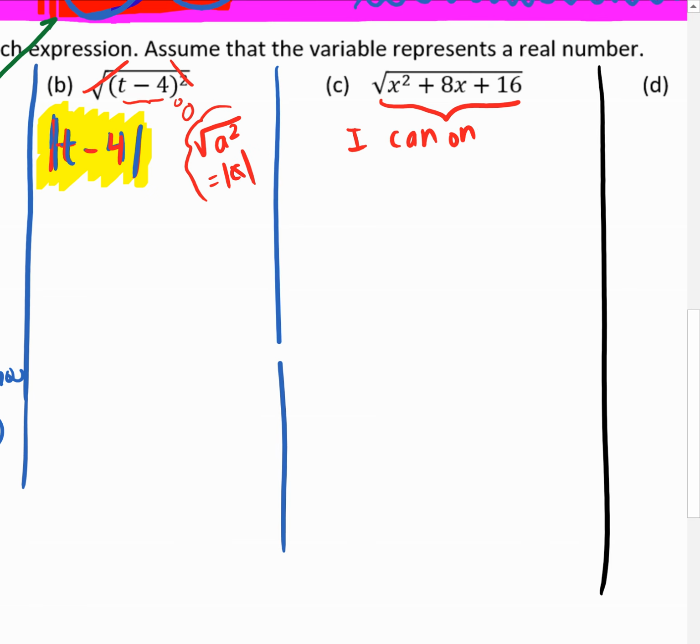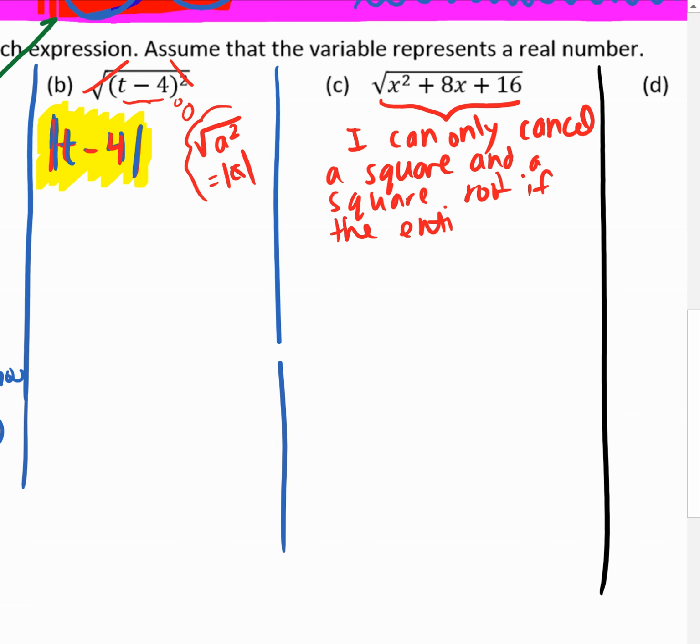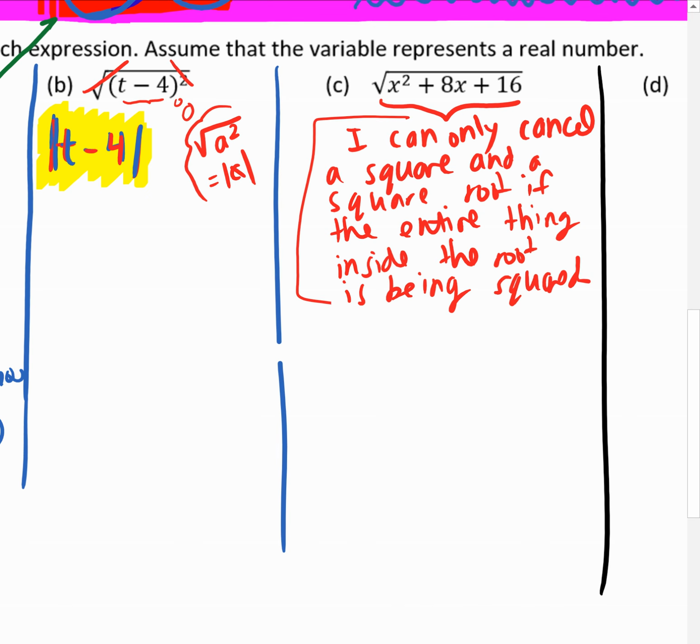I can only cancel a square and a square root if the entire thing inside the root is being squared. But it's not. It's only a part of it. But I think there's a way to make this problem look more like the previous one, part B there.